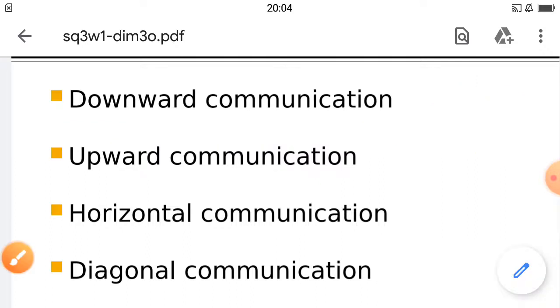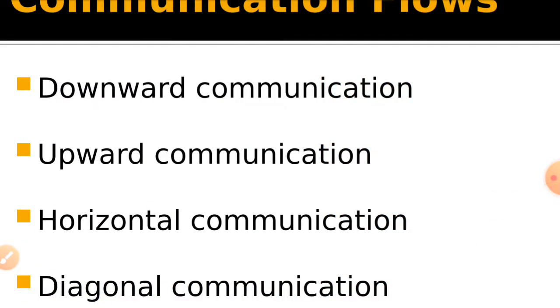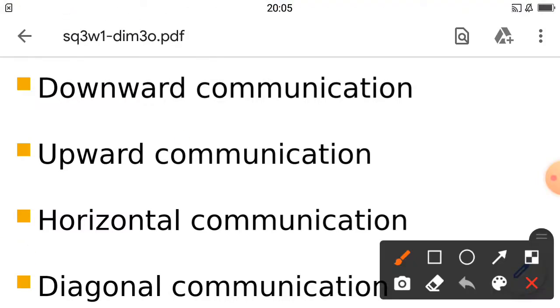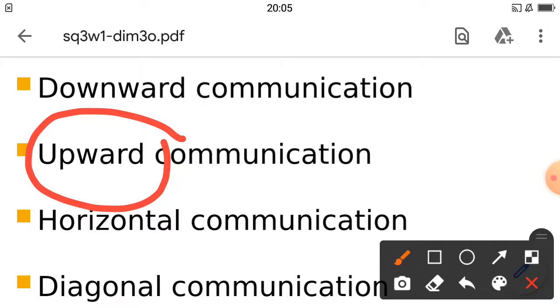So after downward, what is upward communication? Upward communication is the transmission of information from lower levels of an organization to higher levels. The most common situation is employees communicating with managers or supervisors. The content of such communication can include requests, proposals, complaints, appeals, reports, etc. So let me highlight here an example of upward. It could be in the form of maybe a proposal.